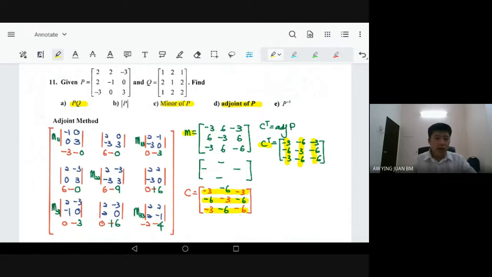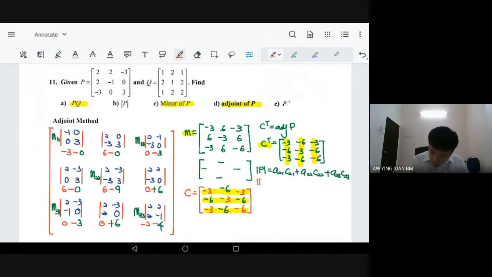Next is to find the determinant of P. My suggestion is to select the second row. We have the formula A21 C21 plus A22 C22 plus A23 C23. The reason I'm selecting the second row is because we have the 0.